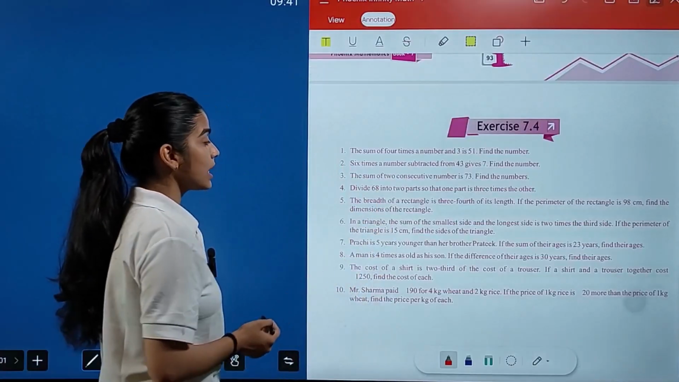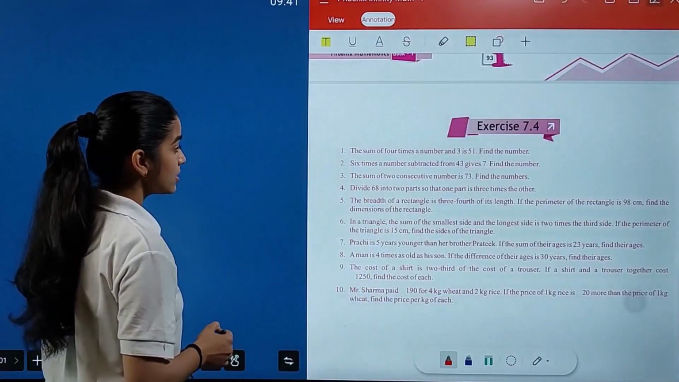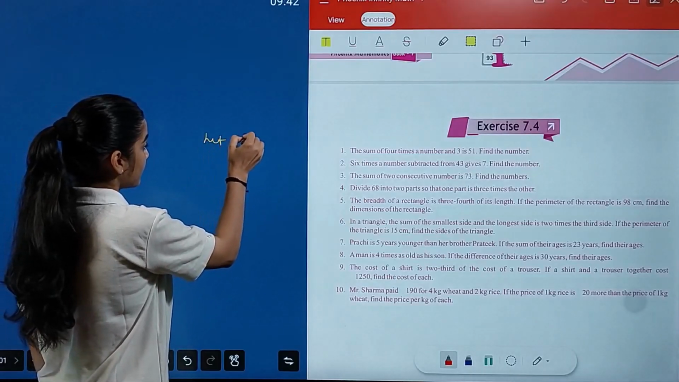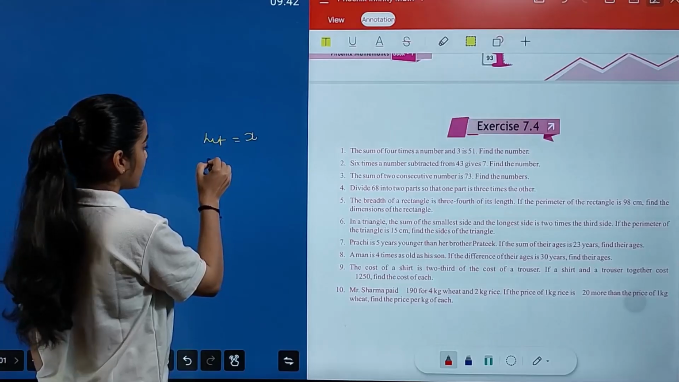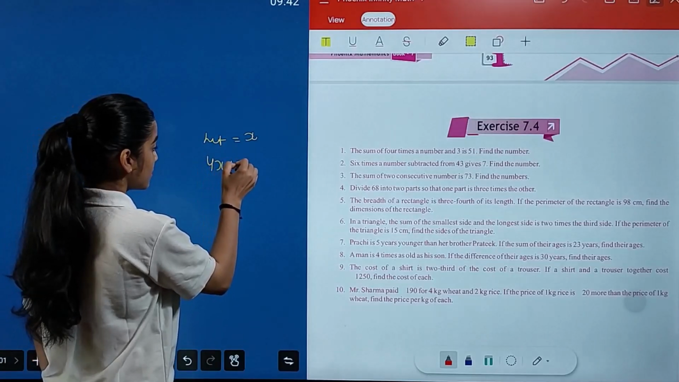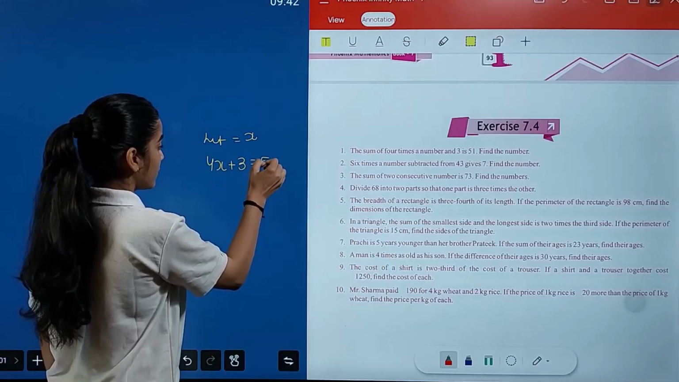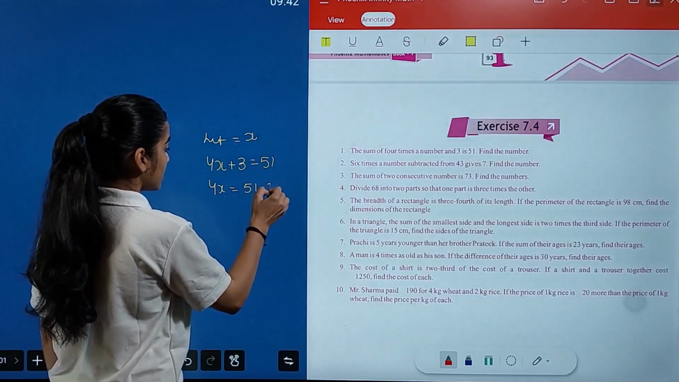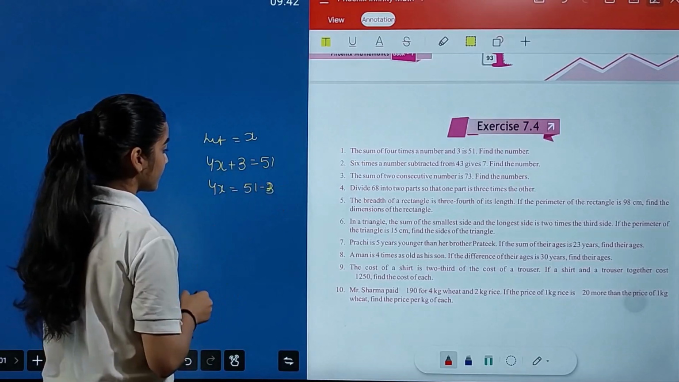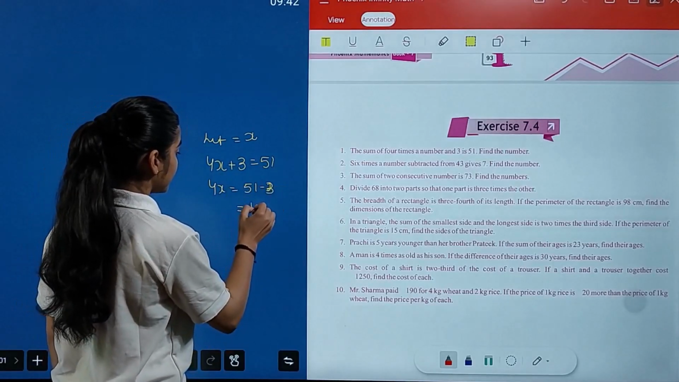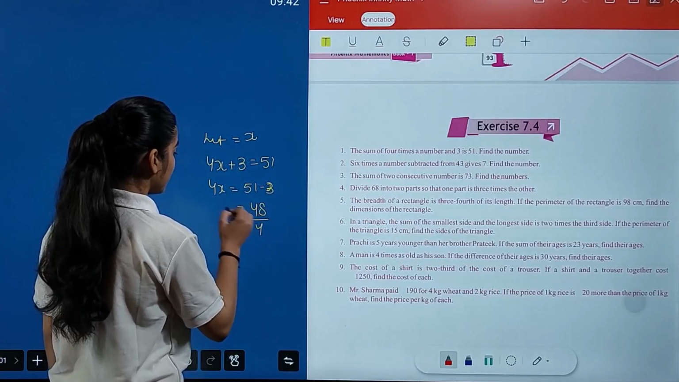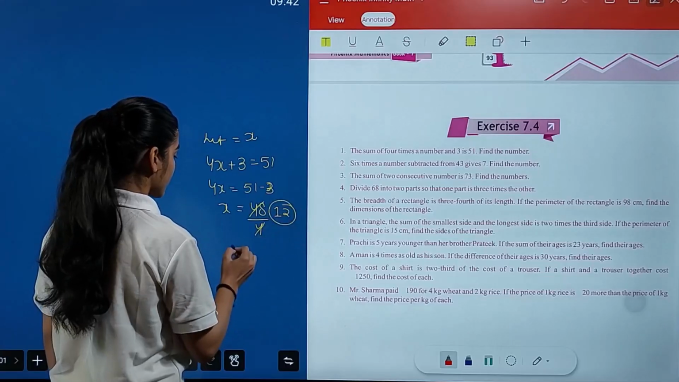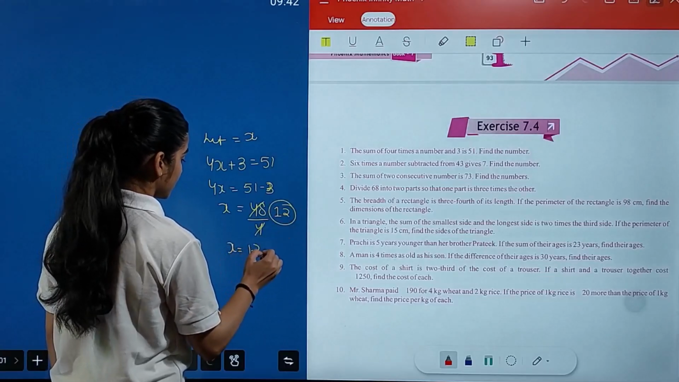The sum of 4 times a number and 3 is 51. Let the number be x, and 4 times the number is 4x, so 4x plus 3 is equal to 51. Find the number. So 4x is 51 minus 3, that is 48, divided by 4, that is 12. So the number is 12.